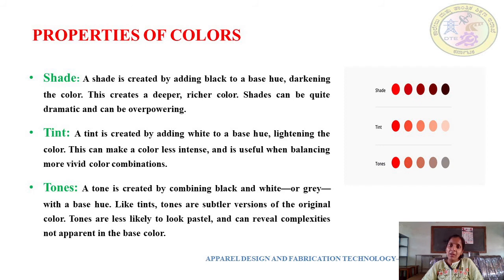For example, if we add black in a certain quantity to red color or red hue, it gives a maroon shade. If you go on increasing the quantity of black, it gives different darker shades in varying quantity. Deeper or richer colors will be created by adding the black.